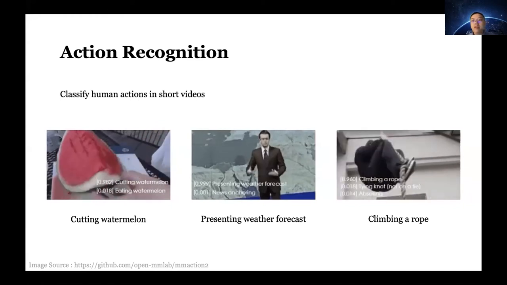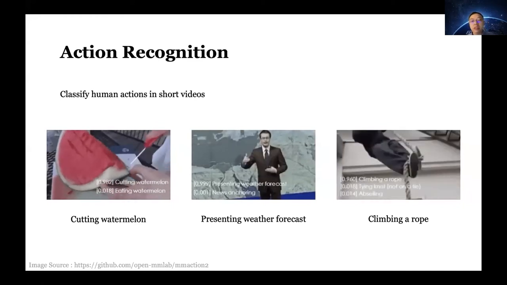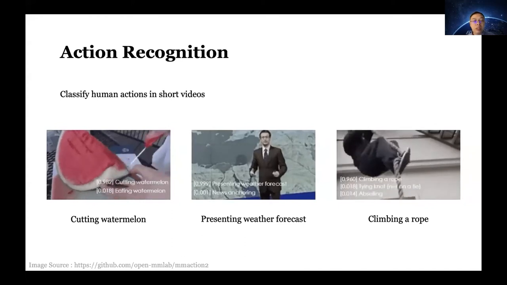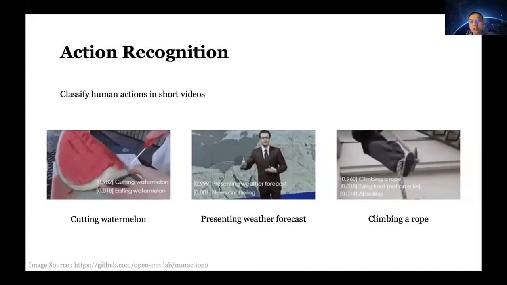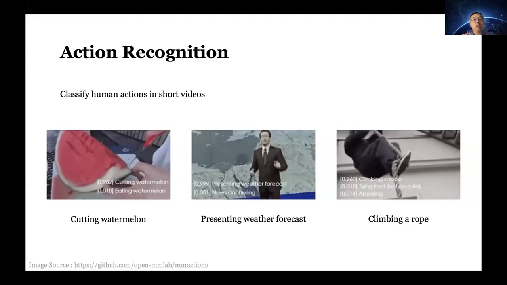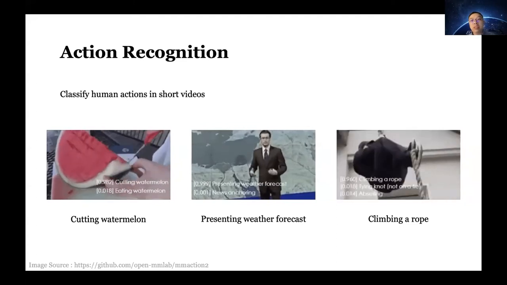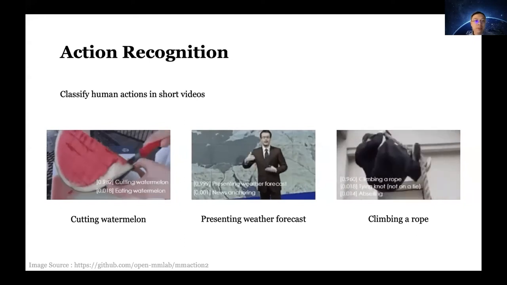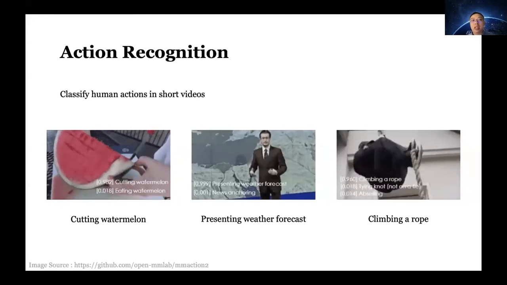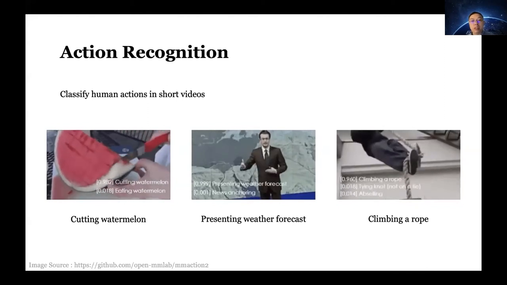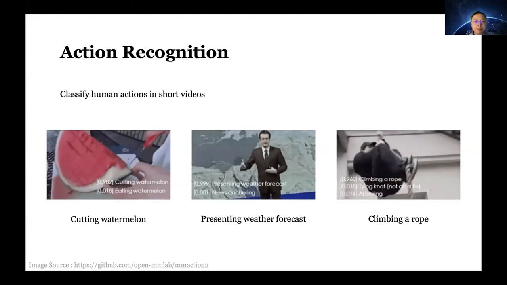And this kind of classification is very useful in many real situations. For example, when you have a monitoring system, or when you want to organize millions of videos on the internet, you need to give them some semantic labels in order to support higher-level applications.